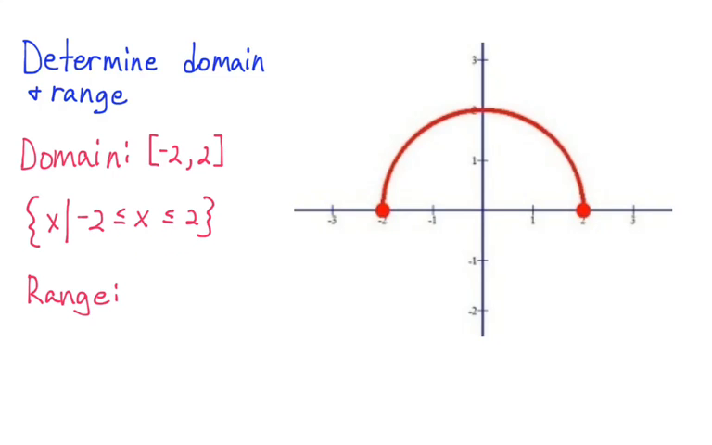For range, I'm thinking lowest y value to highest y value. So the lowest y value is 0, and I do have a bracket because there actually are points on the graph with y value equal to 0. And 2 bracket because there actually are points on the graph, or 1 point anyway, with a y value equal to 2. And in set builder notation we say that y is stuck between 0 and 2. So again, the or equal 2's correspond to the brackets.